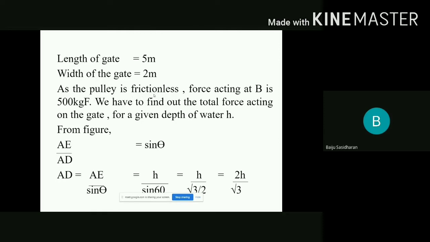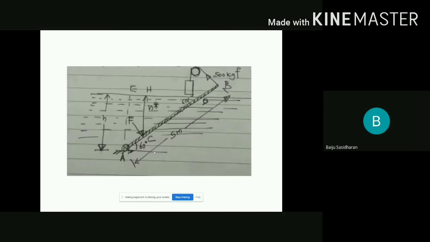As the pulley is frictionless, the force acting at B is 500 kgf. This F is small f. Okay, it's an error. So from the figure, AE by AD is equal to sine theta. You see, AE by AD: this is the opposite side and this is the hypotenuse. So if it is 60, this angle is also 60. So AE by AD is equal to sine 60.